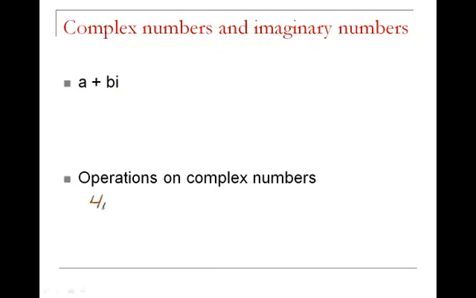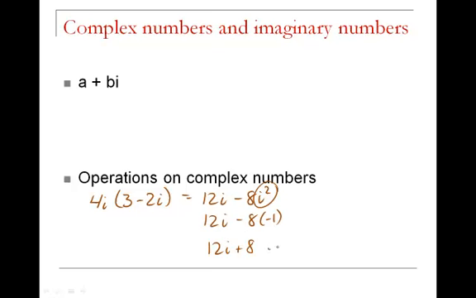So if I have 4i times (3 minus 2i), I'm going to distribute. I will get 12i minus 8i squared. And anytime we get an i squared, we need to simplify that to -1. So that becomes 12i plus 8. And to put it back into our a plus bi form, we would write 8 plus 12i.